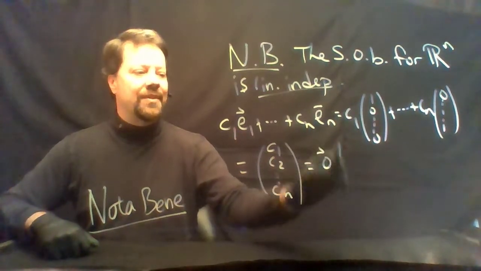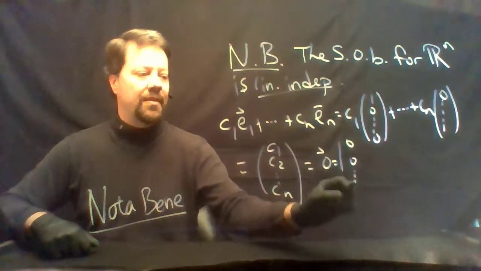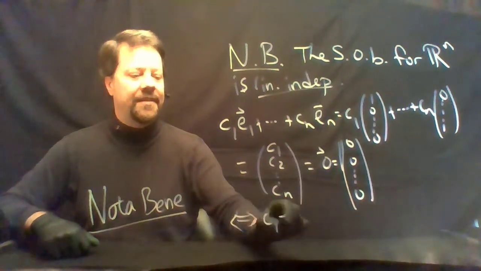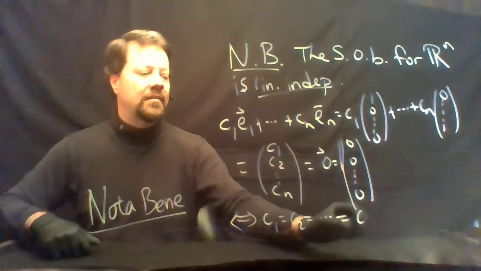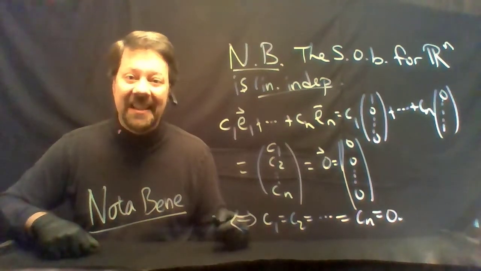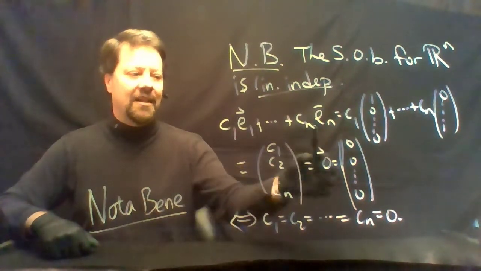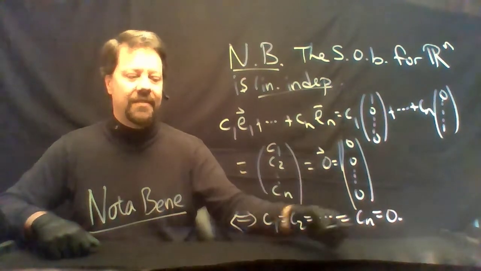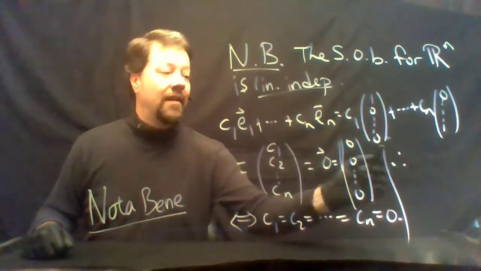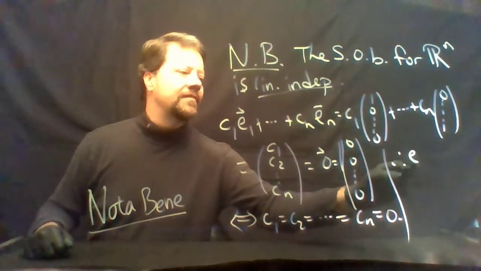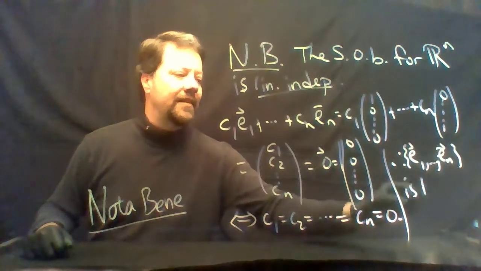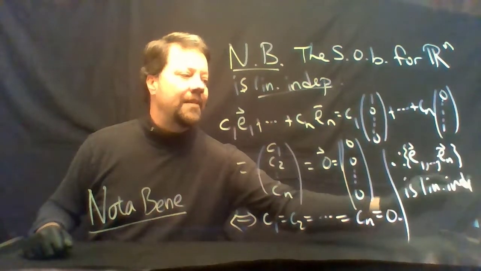If that's equal to the zero vector, which is all zeros, that's true if and only if all of the c's are 0. That's exactly what it means to be linearly independent. The only linear combination that gives you the zero vector is the trivial one, where all of the coefficients are zero. Let me write, therefore, the collection e1 through en is linearly independent.